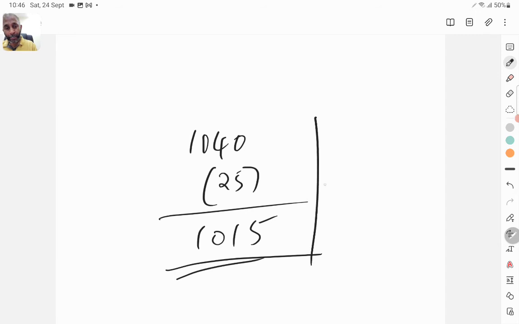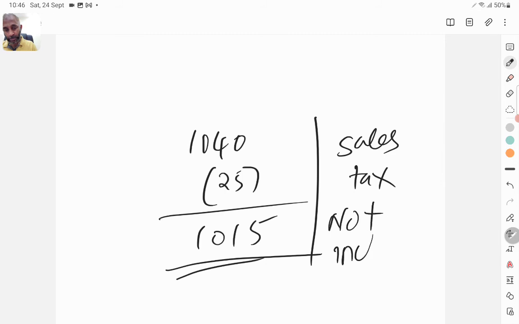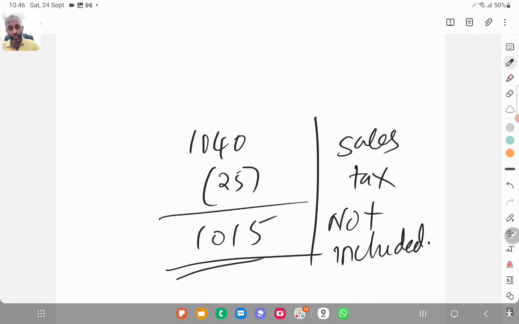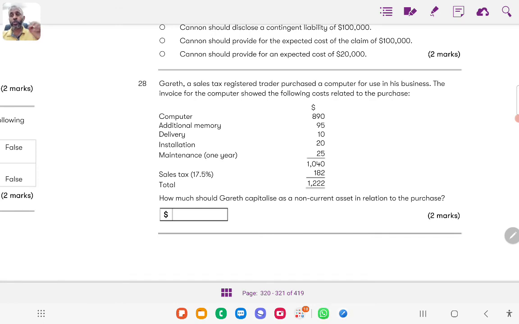And remember, sales tax is not included. Suppose the business has not registered for sales tax, then this 182 also should be considered. Accordingly, the answer is 1015.